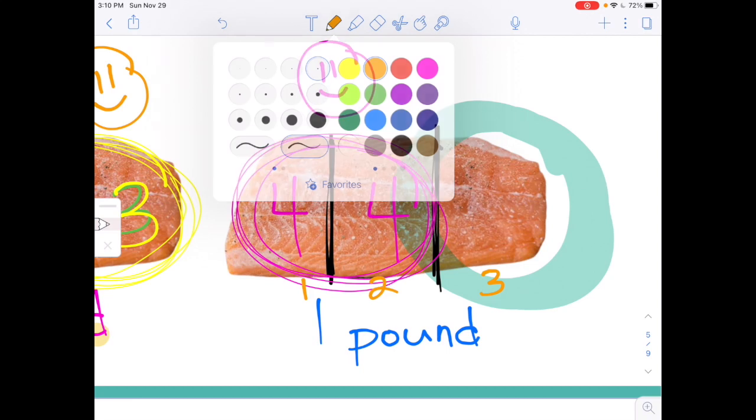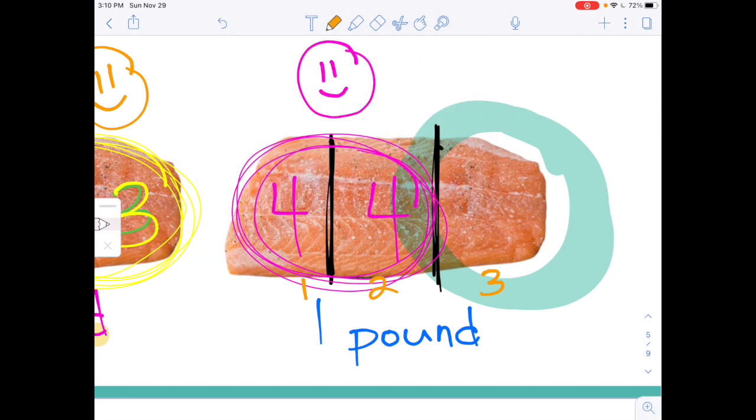This leftover amount, sorry, just trying to figure out exactly what I want to do. This part right here can be referred to as 1/3 of a pound. And let's look at that one more time. This is 1/3 of a pound, because it's 1 part out of the 3 that I need to make a whole pound.